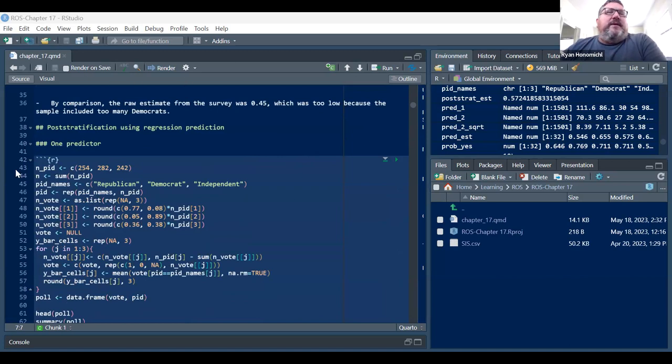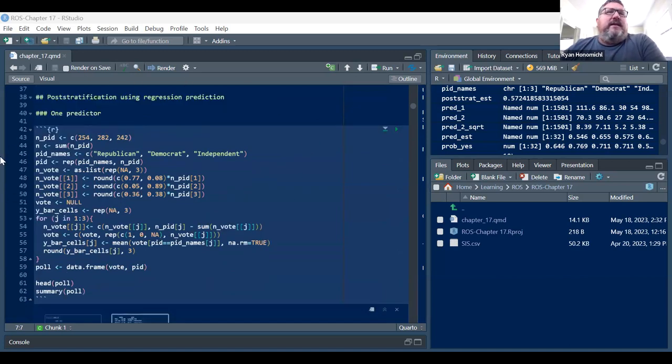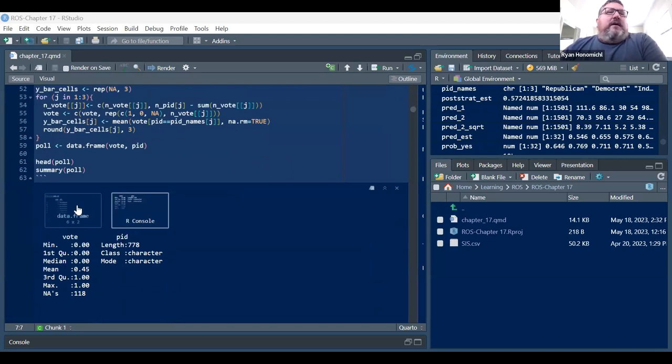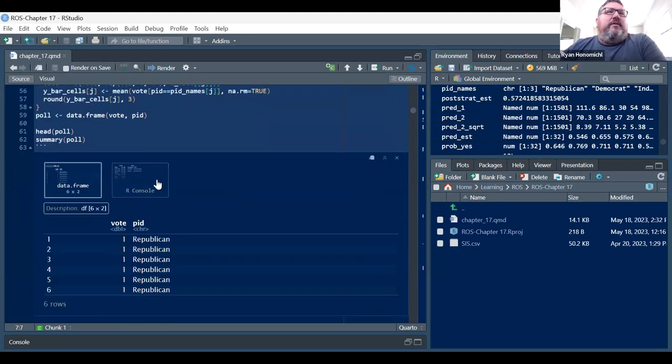This was all taken from the site with the tidy eval. We're trying to create three different party identifications: Republican, Democrat, Independents. We're creating 254 Republicans, 282 Dems, and 242 Independents, and setting all of the probabilities and preferences. I didn't spend a whole lot of time on this other than to run it. At the end we have a data set with party identification and whether or not they voted for Trump, I believe.